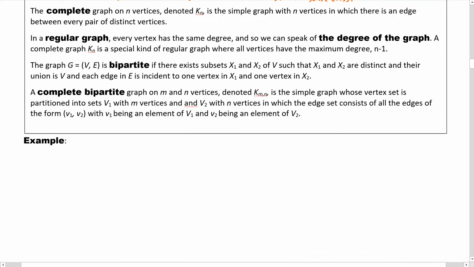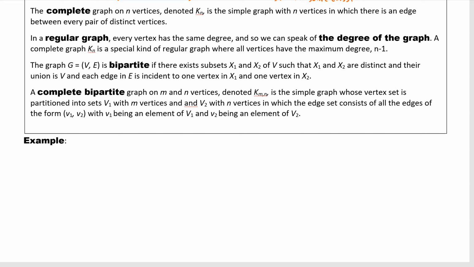The complete graph on n vertices, denoted Kn, is the simple graph with n vertices in which there is an edge between every pair of distinct vertices. We talked about that in our first video, right? In a regular graph, every vertex has the same degree, so we can speak of the degree of the graph.